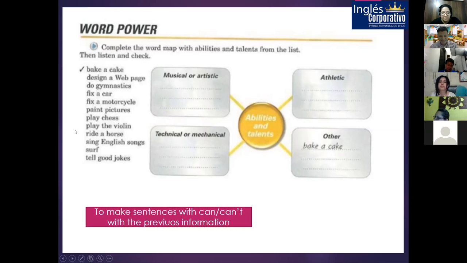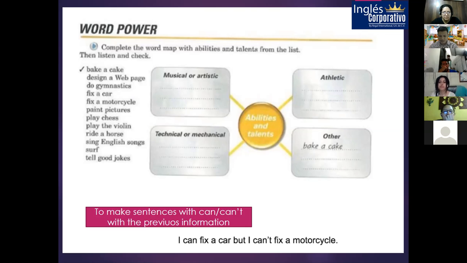Okay, amazing students. What you're gonna do right now? You have to make sentences with can or can't with the previous information. For example, if some of you know how to bake a cake, what are you gonna write? I can bake a cake. Yeah, really good. In my case, I can fix a car, but I can't fix a motorcycle. I have a positive and a negative.